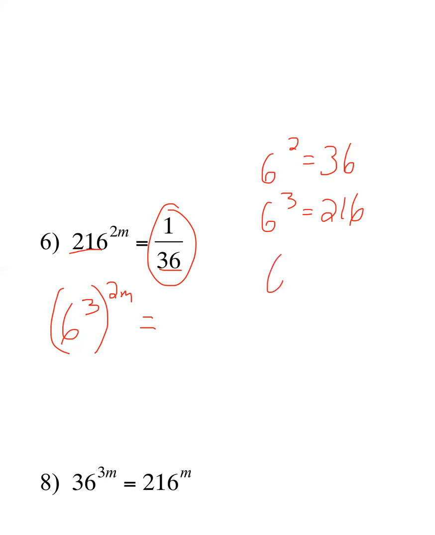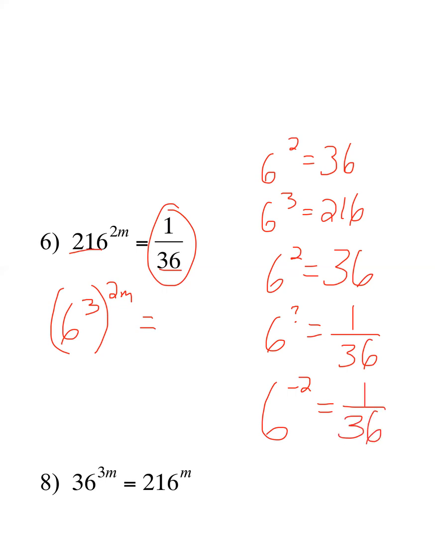If 6 squared is 36, then 6 to the what power would get me 1/36? It looks like it's got to move to the denominator and it's got to be squared. So hopefully you're thinking, ding, ding, ding, -2. Isn't this true? 6 to the -2 gets me 1/36. So if it's in the denominator, I'm going to have to be using negative exponents. So I'm going to rewrite 1/36 as 6 to the -2 power. Okay, and now I'm ready to rock and roll.